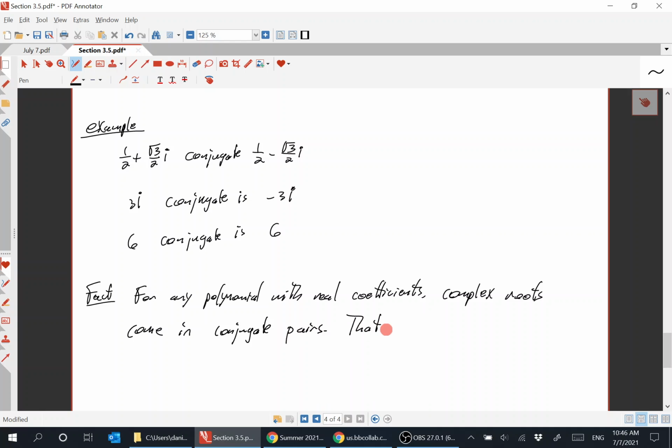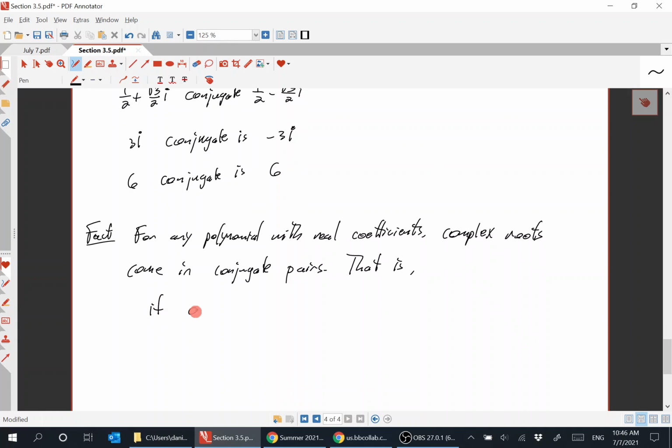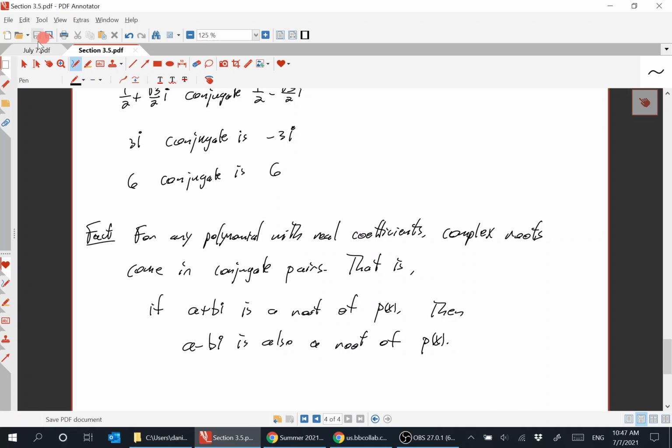That is, if a plus bi is a root of p of x, then so is a minus bi. Right. Well, then this is also a root of p of x. So here's an example.